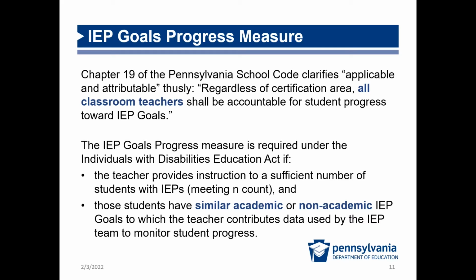The teacher provides instruction to a sufficient number of students with IEPs, meaning you meet the end count. And those students have similar academic or non-academic, which sometimes you'll hear us refer to as behavioral, IEP goals to which the teacher contributes. In other words, if I have a bunch of students and their IEP goals are all different, then I do not have a group of students who have similar goals. Okay, so that's where that is important.